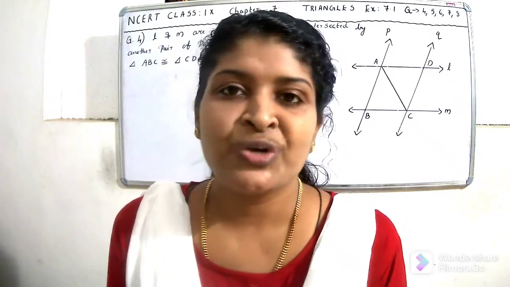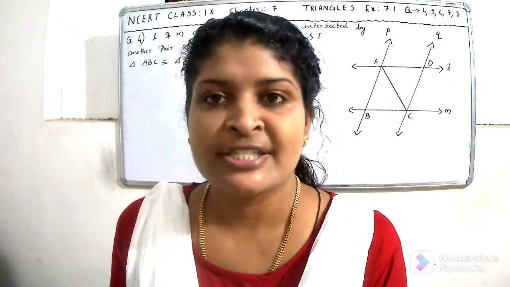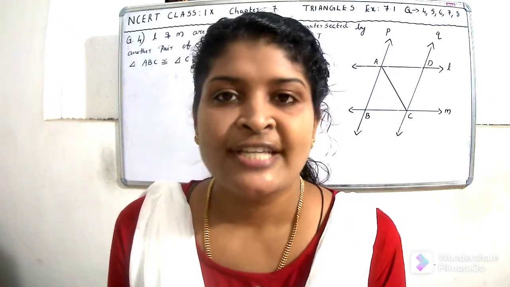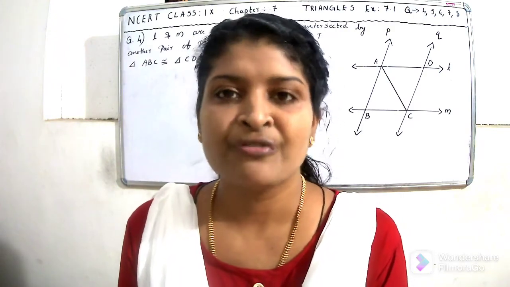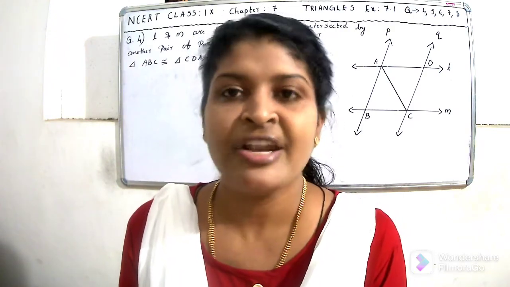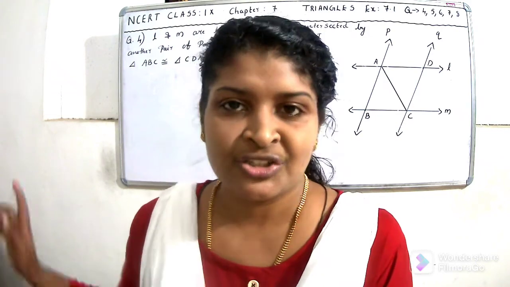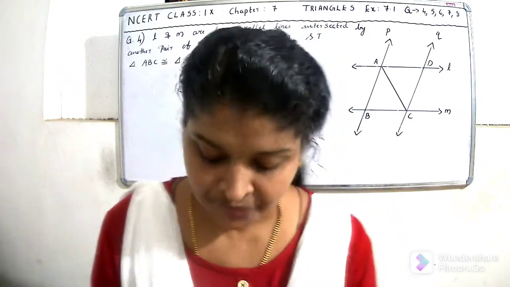Today we are going to learn chapter 7 from class 9, Triangles. Exercise 7.1, the remaining part, that means question numbers 4, 5, 6, 7 and 8. So let us check question number 4.